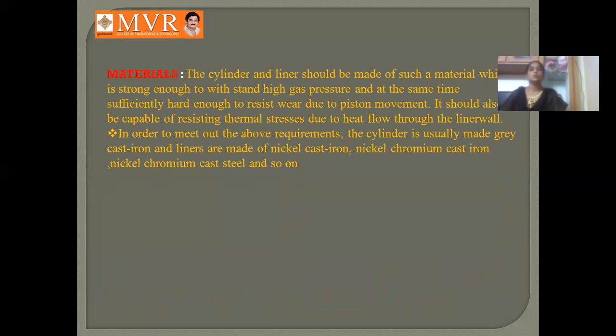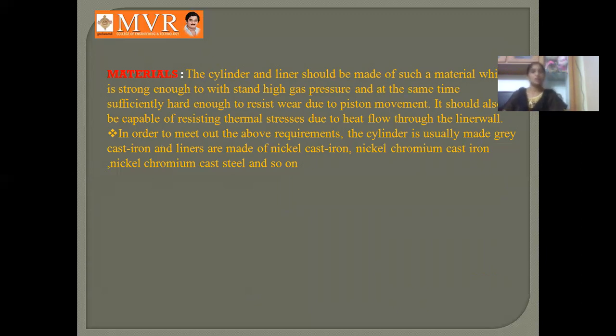The material used for the cylinder and liner should be strong enough to withstand the gas pressure and at the same time hard enough to resist wear due to the piston movement. It should also be capable of resisting the thermal stresses due to the heat flow through the liner wall. In order to meet the above requirements, the cylinder is usually made of grey cast iron and liners are made of nickel cast iron, nickel chrome cast iron, steel, and so on.